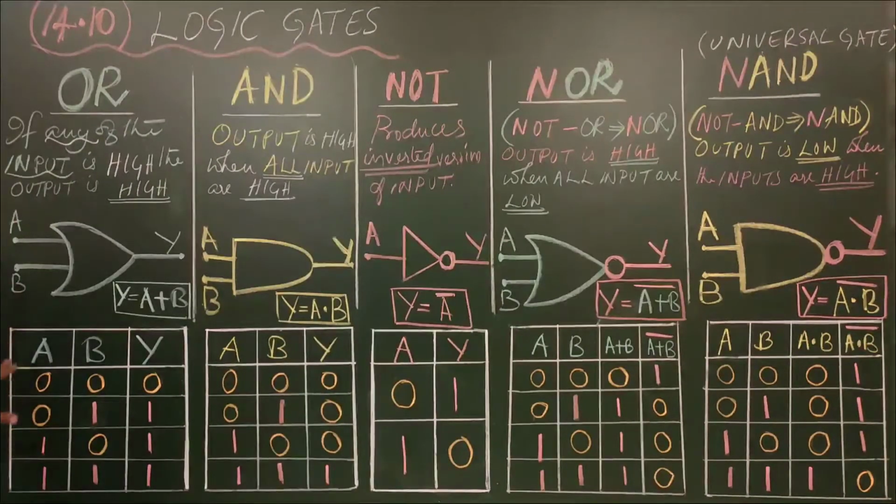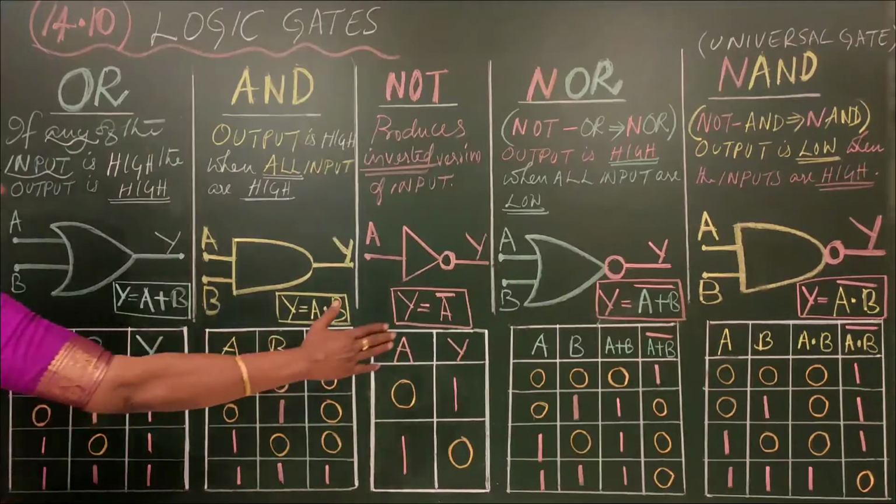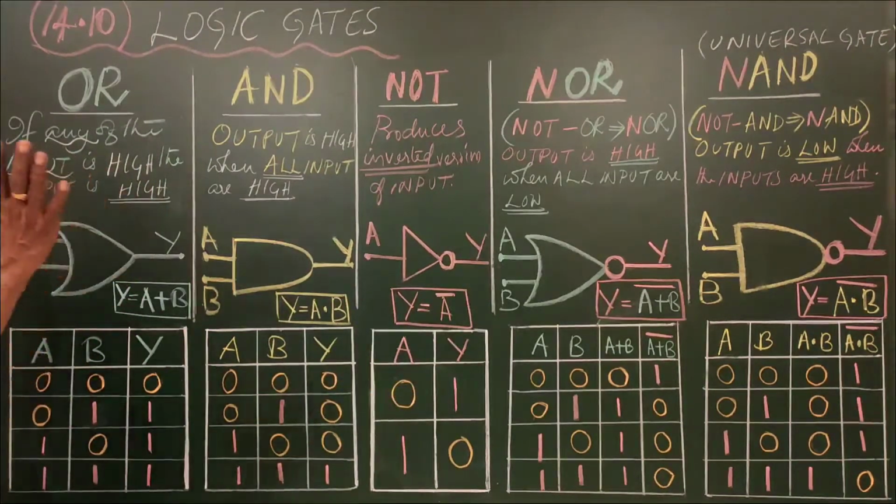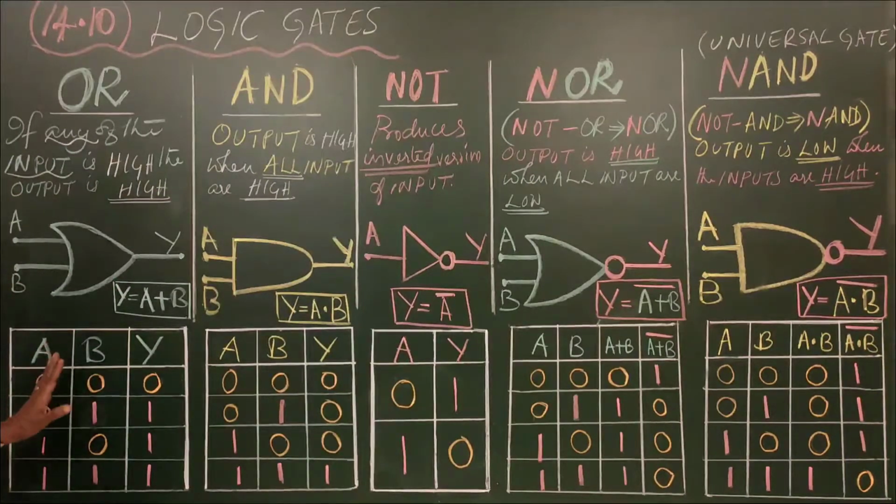So the options for A are 0 0, 1 1. At the time B is toggling. If A is 0 0, B has 2 options. Again if it is 1, B has 2 options. So these are the columns. A and B will be exactly the same for the rest of the gates. Whatever gates you have, if it is a 2 input gate, this is the only option. A and B show input and Y shows output. Clear? Okay.